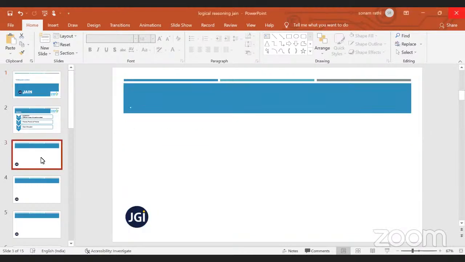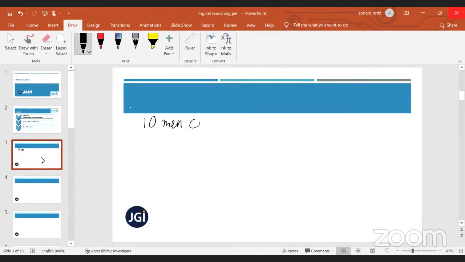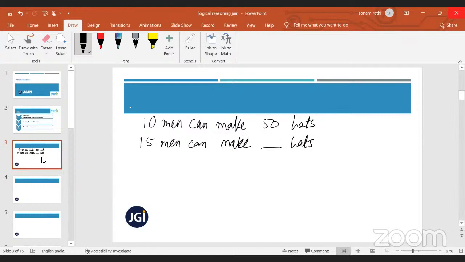All right. So if I say 10 men can make 50 hats, so 15 men can make how many hats? Okay, please think about it. Tell me, how do we calculate this? 10 men can make 50 hats and 15 men, so we need to calculate 15 men can make how many hats? Anyone?